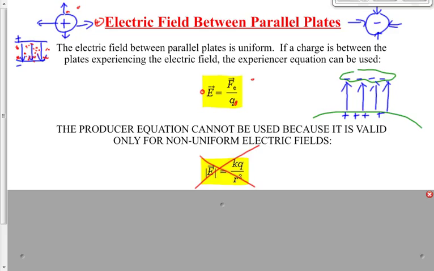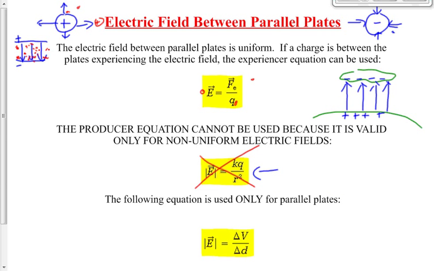But we have to have some way of describing the field that's caused by these plates, just as we had some way, this way, of describing the field caused by these point sources. So we've got to introduce a new equation. The new equation is going to look like this, and it's going to be valid only for parallel plates. Electric field is equal to delta V. Delta V stands for potential difference. You ever heard that term?